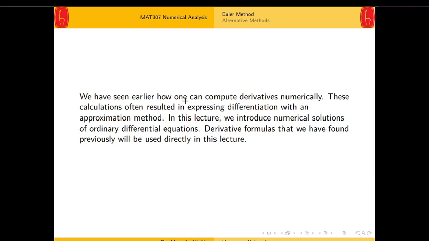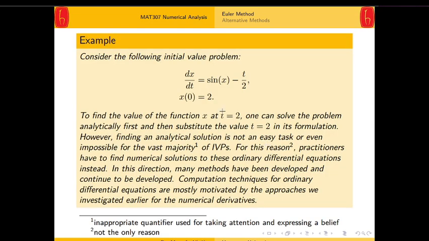We have seen earlier how one can compute derivatives numerically. This was from our previous lectures. These calculations often resulted in expressing differentiation with an approximation method. In this lecture, we introduce numerical solutions of ordinary differential equations. Derivative formulas that we have found previously will be used directly in this lecture. We will replace derivatives with the numerical derivatives that we have found earlier.